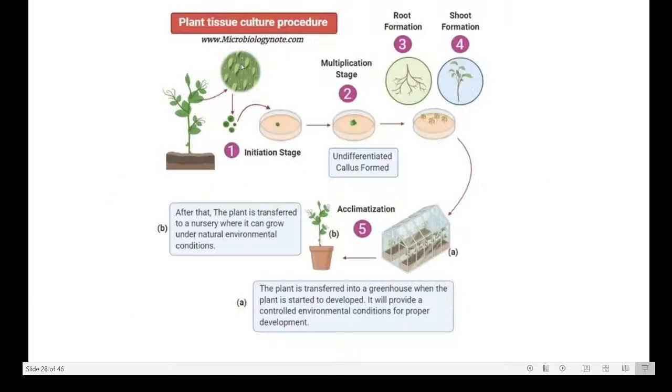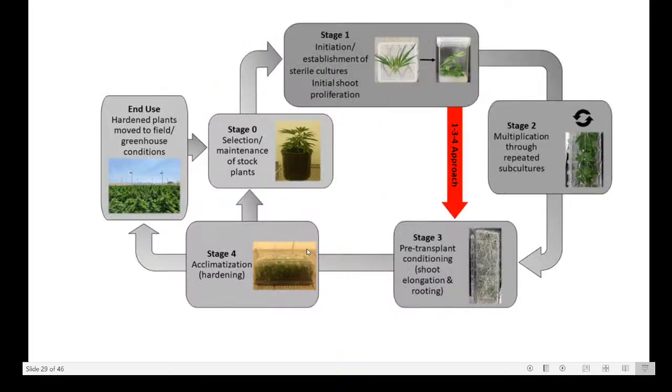You see the plant cutting initial stage, and then callus development, root formation, shoot formation. Plants are going into the greenhouse. After the greenhouse cultivation, it is transferred to the pot. This is another animation. I'm showing multiple images for your understanding.